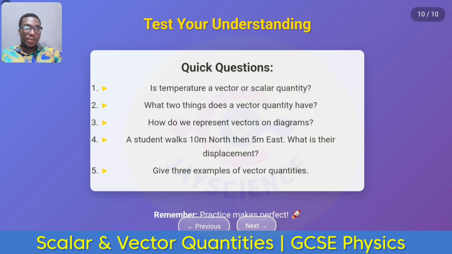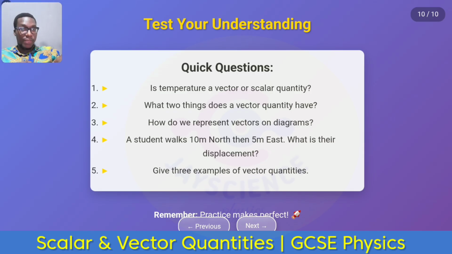Here are some quick questions for you to answer. You can do well to pause this video and try to answer them. Okay, now let's check what you have done. First one says, is temperature a vector or scalar quantity? The first question you ask yourself is, can you describe temperature in terms of direction? No. So it's scalar. Question 2. What two things does a vector quantity have? Magnitude and direction.